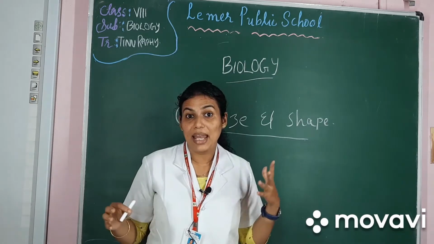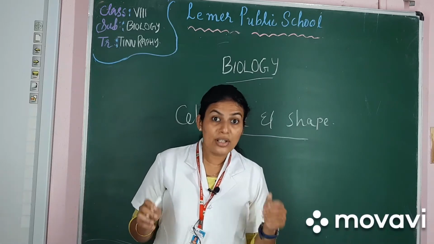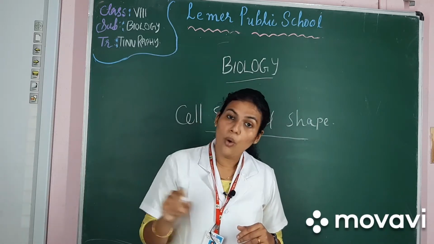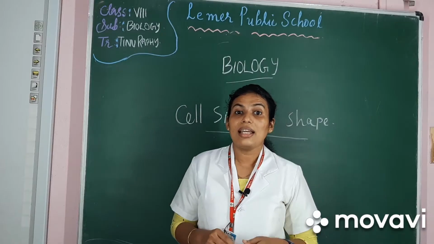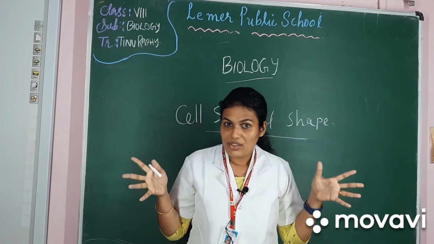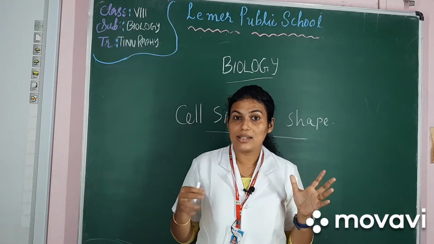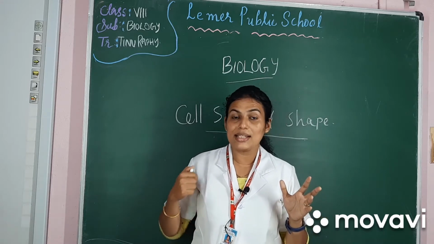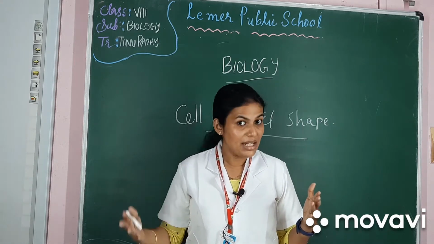The cells can be elongated, as in neural cells or nerve cells. The cells can be oval shaped, like red blood cells. The cells can be branched, for example the cells of osteocytes. Osteocytes means bone cells. Likewise, cells are seen in many shapes.